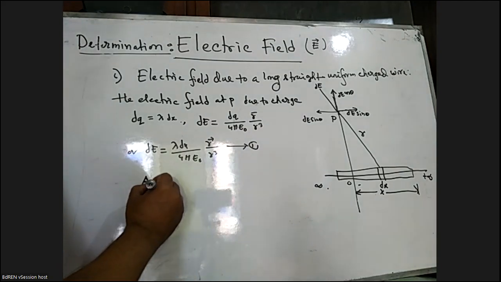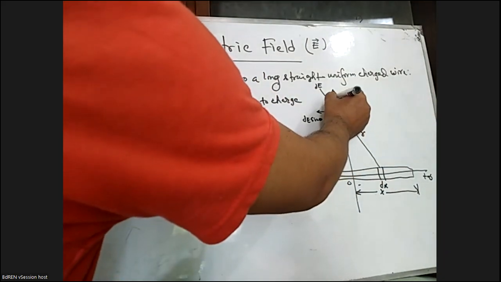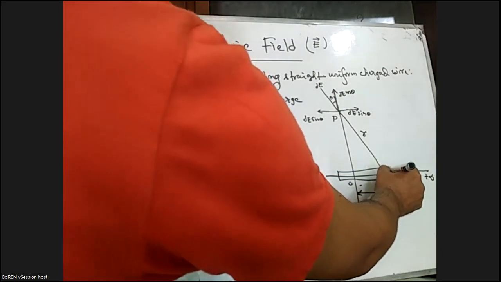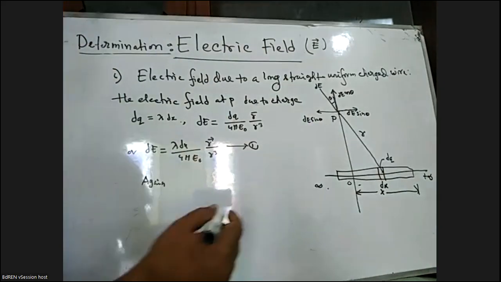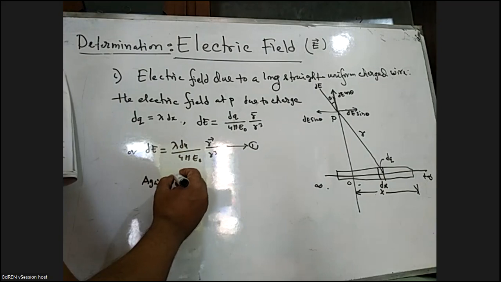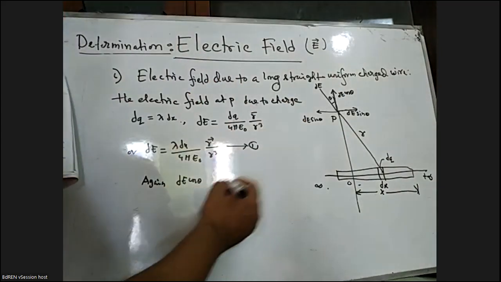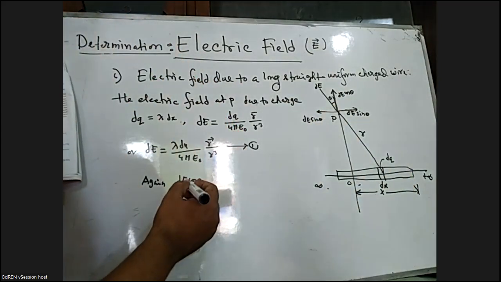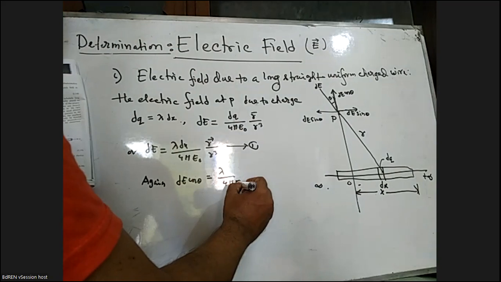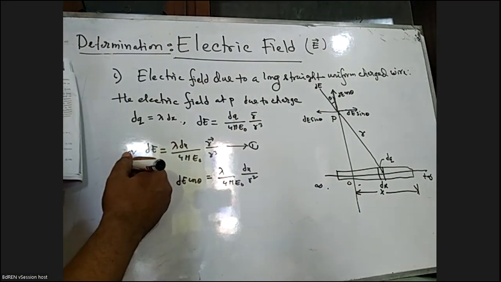Again, this is the acting dE cos theta along the base. Suppose this is the angle theta. So that is the component of dE due to the charge dq. Again dE cos theta, the acting electric field at point P due to this charge, will be equal to lambda by 4 pi epsilon naught, dx divided by r square, cos theta.